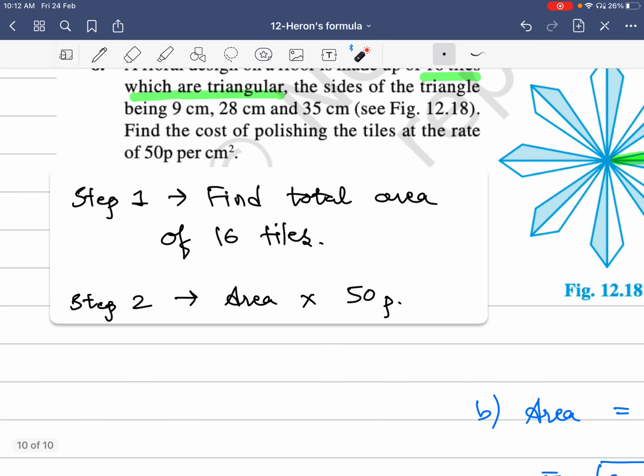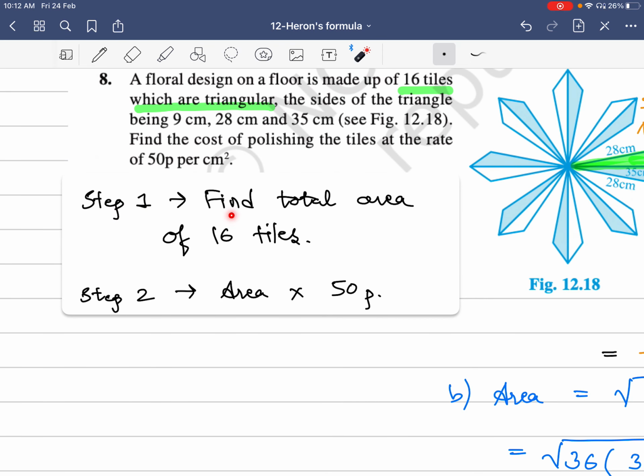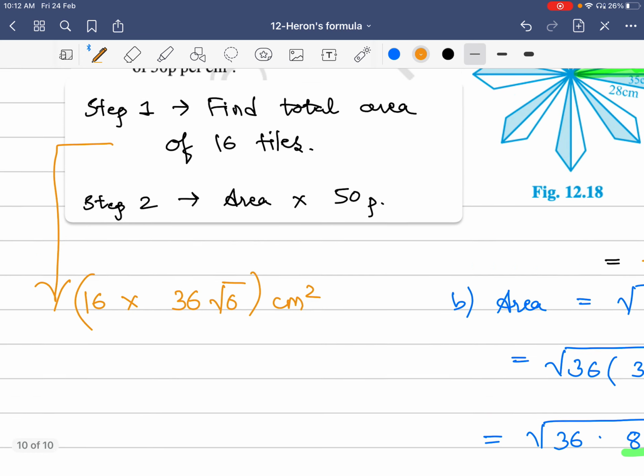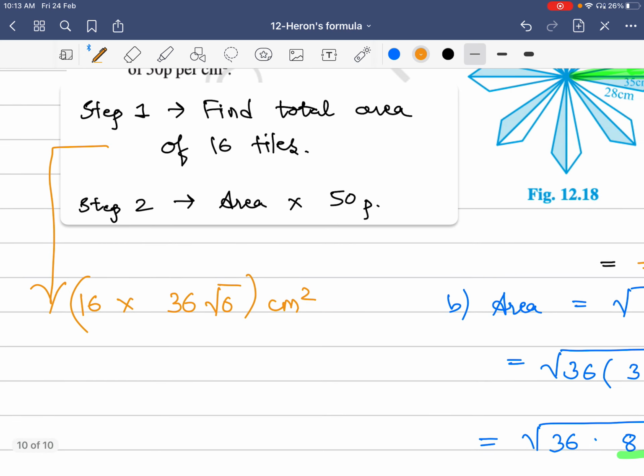So this was our step 1 basically: find the total area of 16 tiles. We are still continuing that step, so I'm just going to extend this. Let's draw an arrow like this. It is going to be 16 into 36 under root of 6 centimeters square. This is the total area of the 16 tiles. Now we can continue with our step number 2.